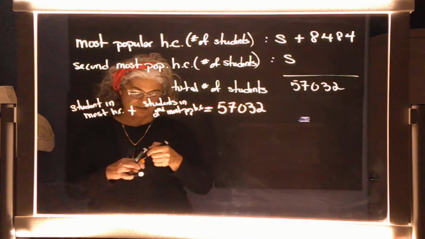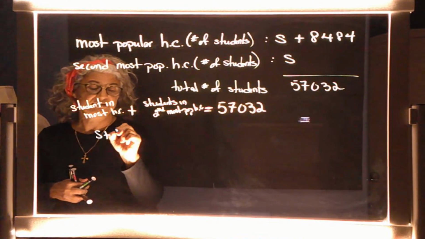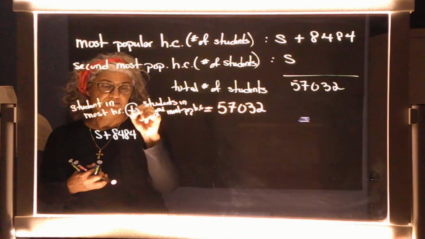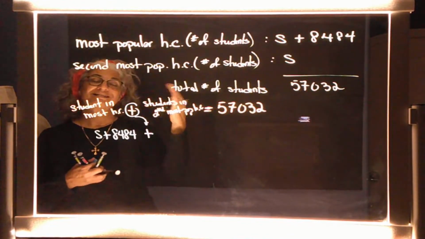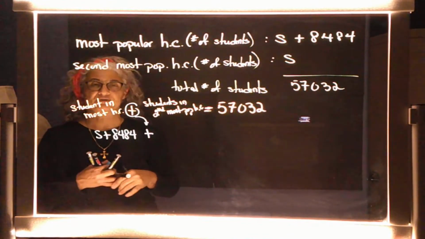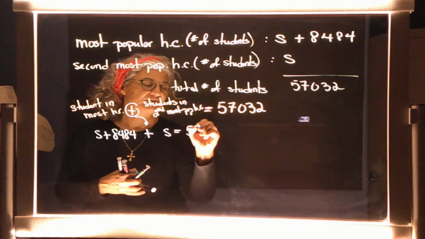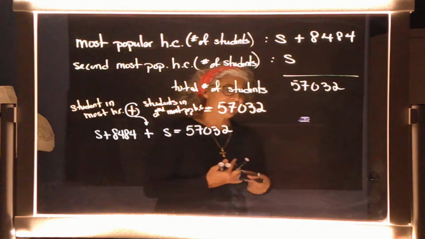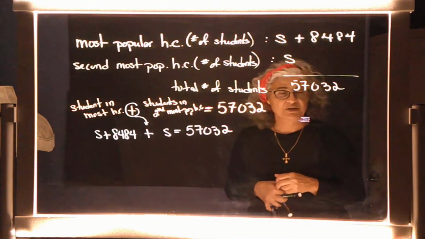We called it S plus 8,484. And here's the plus sign. We're adding to it the students in the second most popular host country. Well, how many students are in the second most popular? S. And that gives me my total. So the S got written twice here. So what? If that's the way it works out, that's the way it works out.